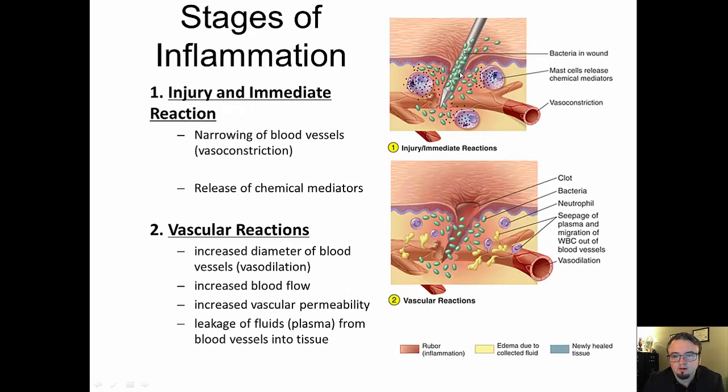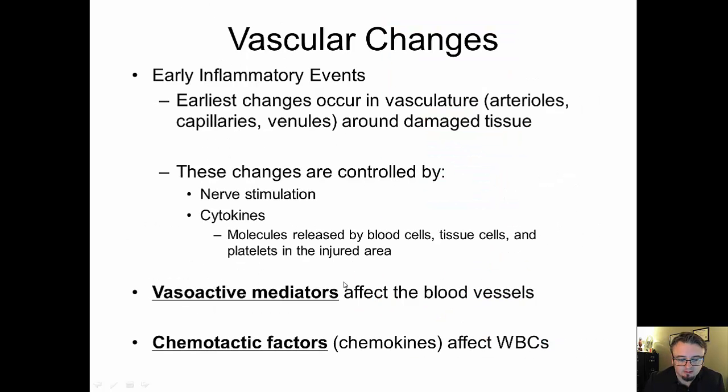So if we're looking back here, I showed some of these mast cells, for example. They release chemicals, and that actually is what leads to vasoconstriction, and then ultimately different chemicals lead to vasodilation. So any kind of chemical that affects the blood vessels, whether in a constrictive or dilative way, these are considered vasoactive mediators. Other chemicals that are released have an effect on the white blood cells themselves. These are called chemotactic factors, sometimes called chemokines, and they're the chemicals that will actually draw in some of the white blood cells, like macrophages.